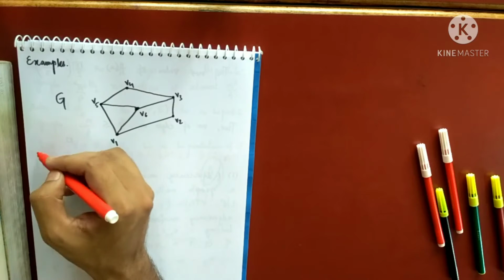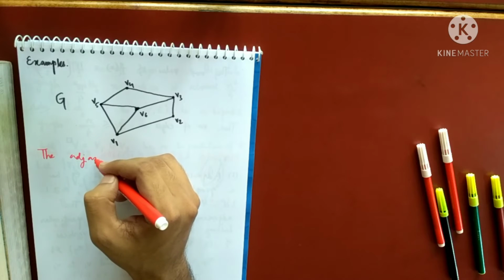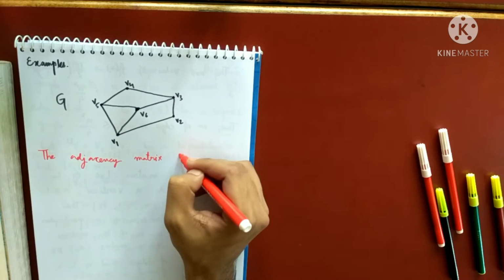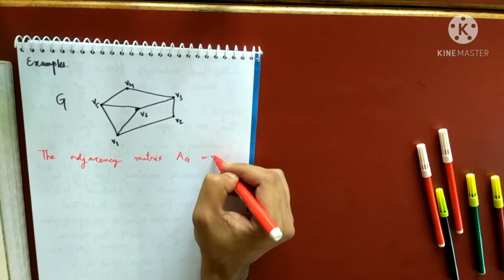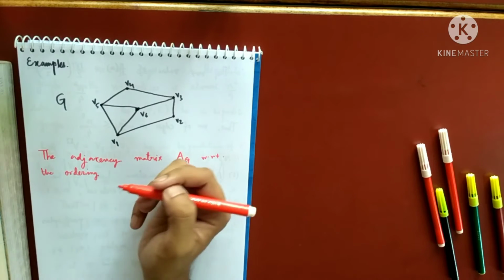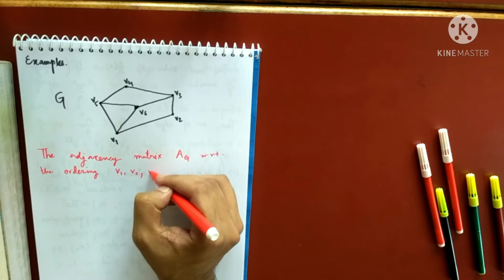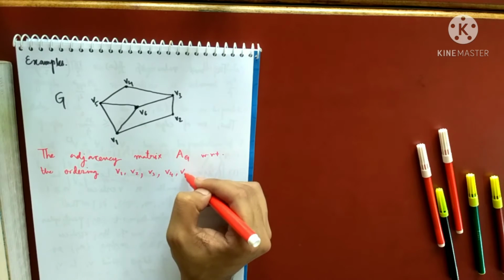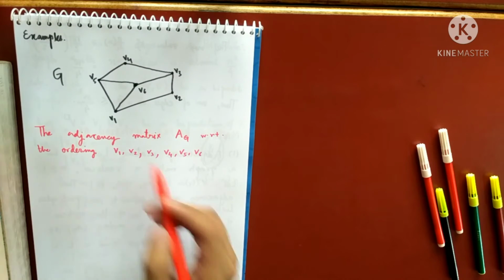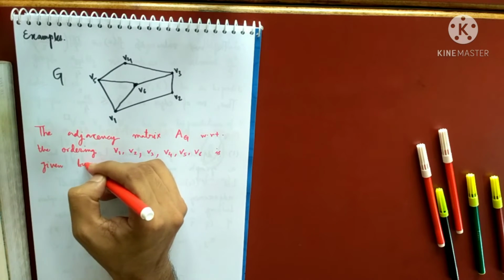The adjacency matrix AG with respect to the ordering of vertices. The ordering will depend upon us. Suppose I am taking in this order v1, v2, v3, v4, v5, v6. You may take a different order, doesn't matter. So I will find out the adjacency matrix with respect to the ordering.